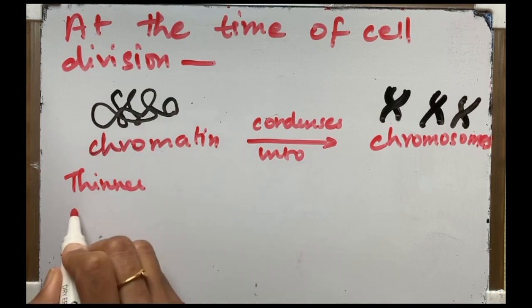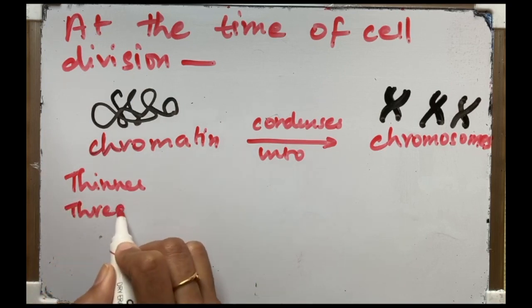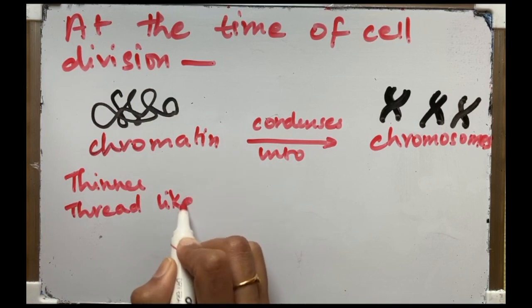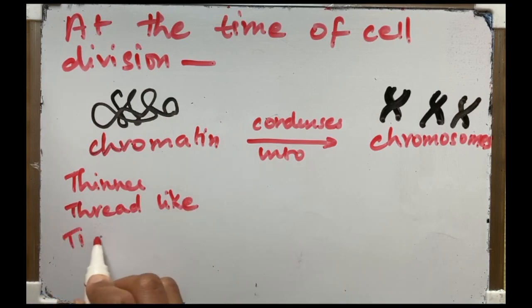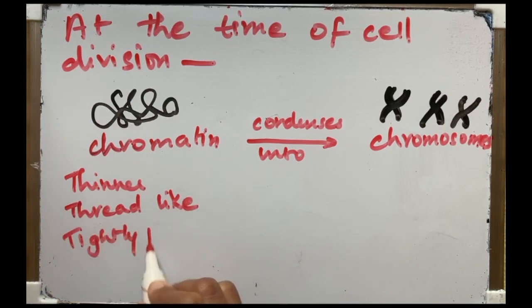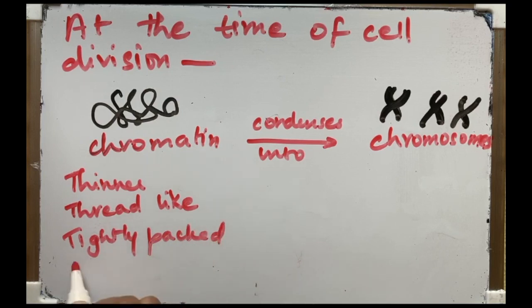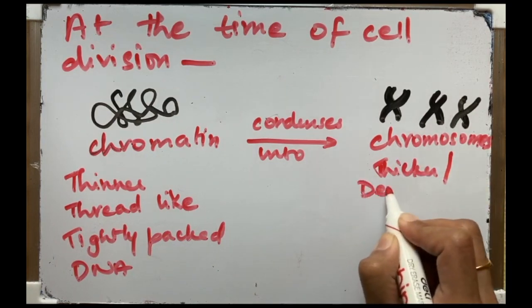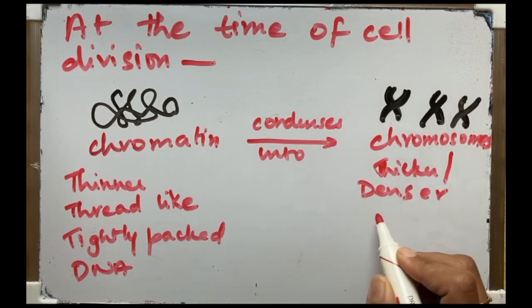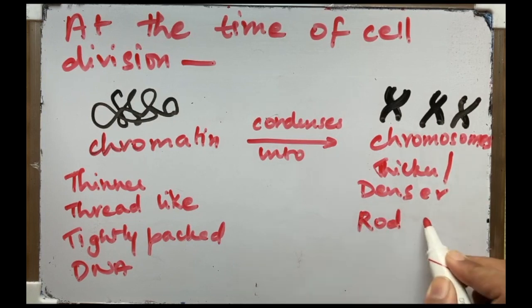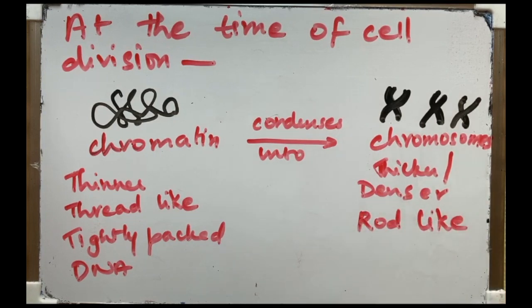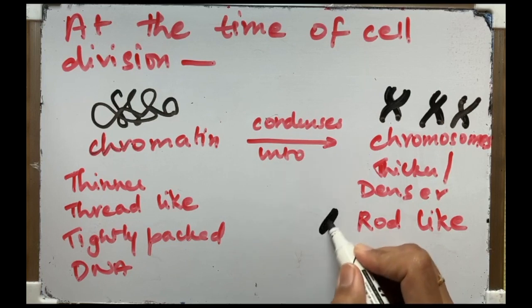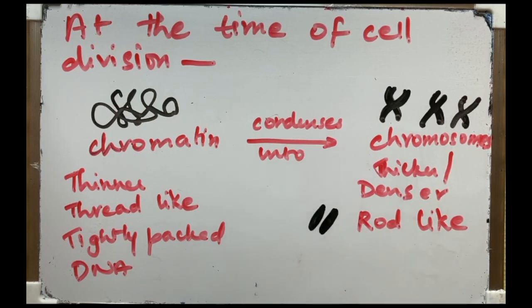So what is the difference between the two? Chromatin fibers are thinner and they are thread-like. We have already learned that it's nothing but tightly packed DNA. Now what are chromosomes? How are they different from chromatin? They are thicker or denser since it's even more tightly packed, and they are rod-like. See, at some stages they look like this, rod-like.